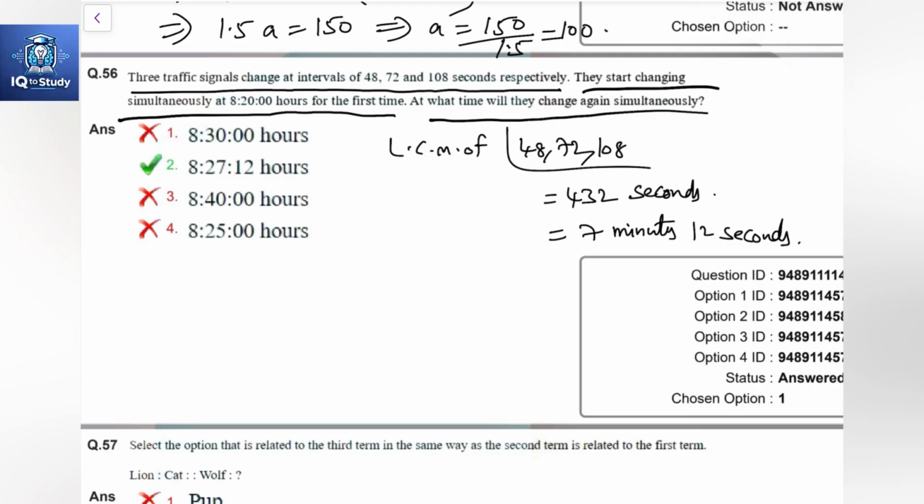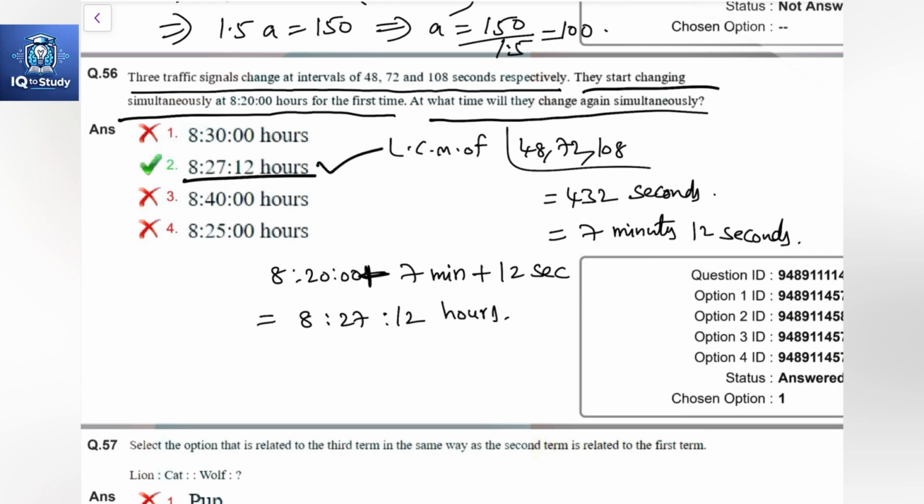Here they have given they start changing simultaneously at 8:20 hours for the first time. So 8:20 hours plus 7 minutes plus 12 seconds, which is equal to 8 hours 27 minutes 12 seconds. So the answer is option number 2.